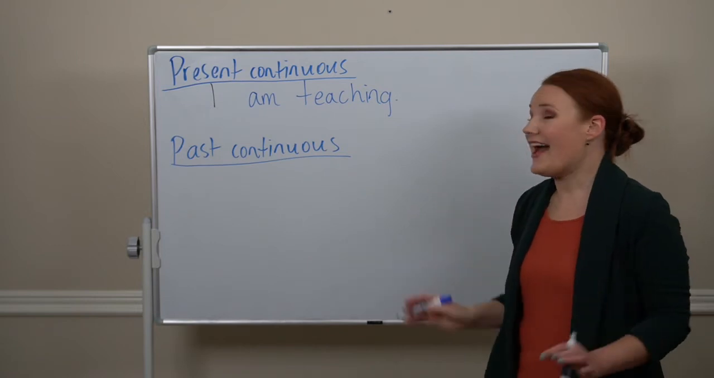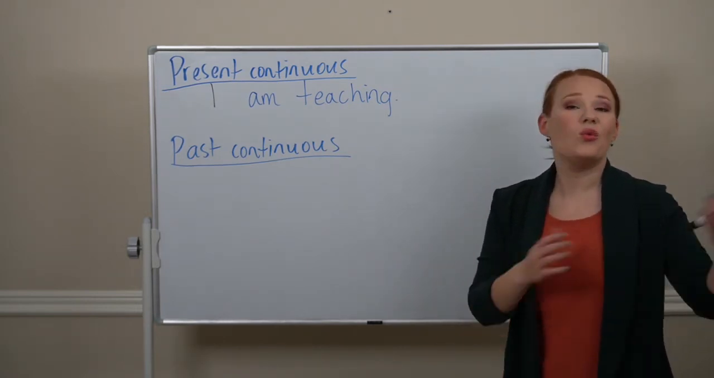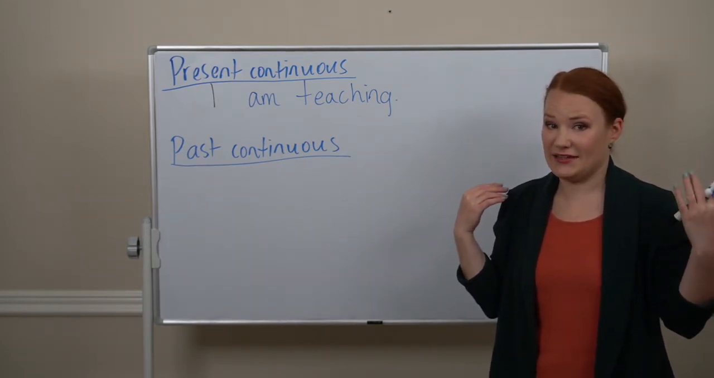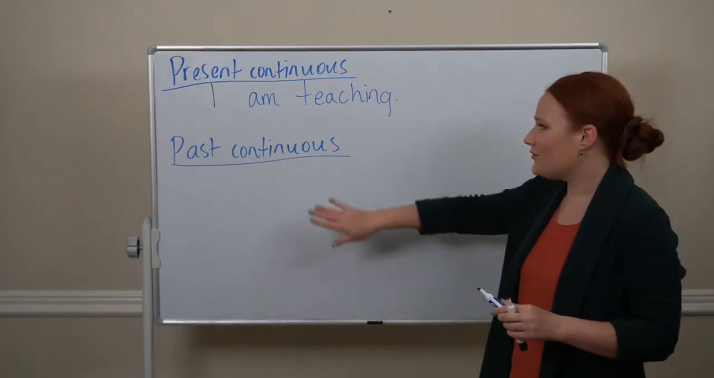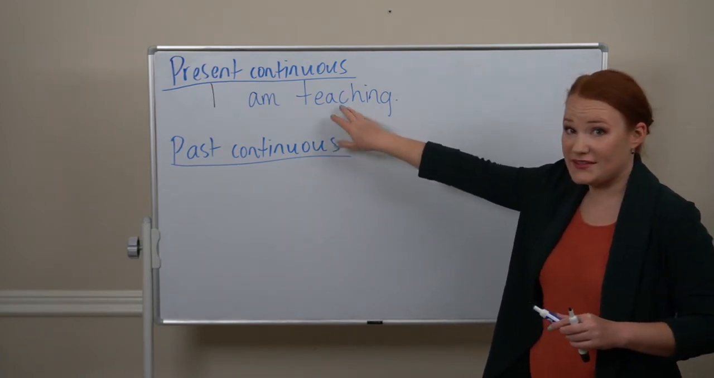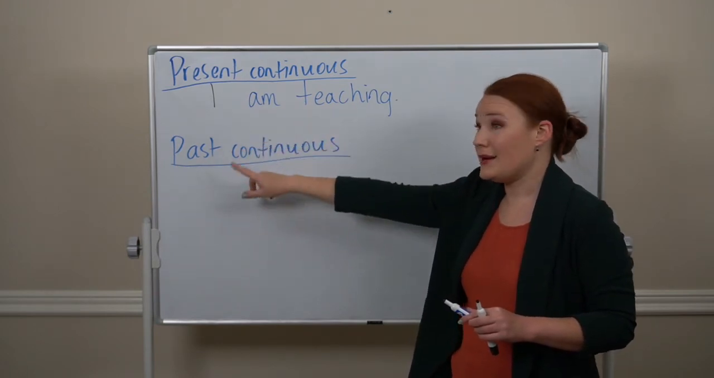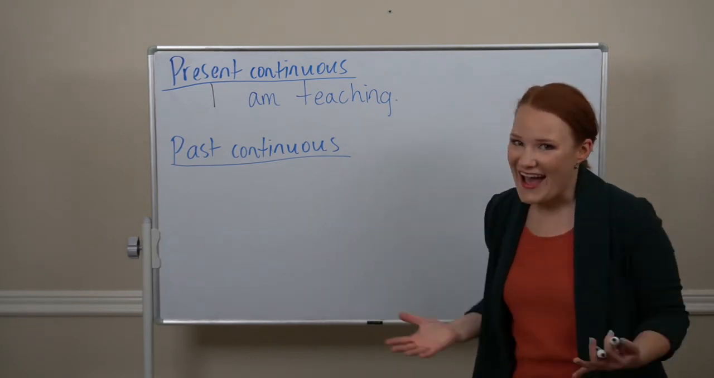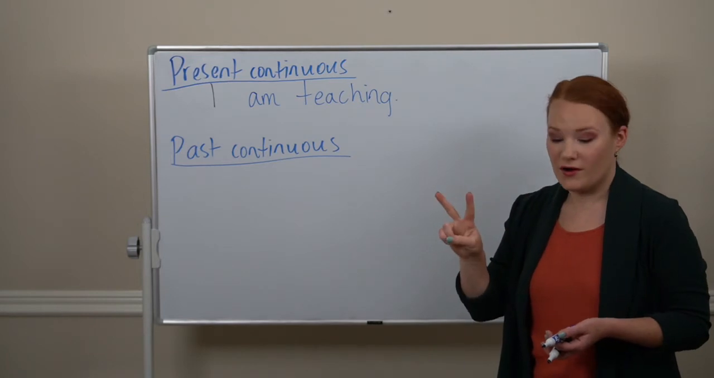Alright, so we use the past continuous tense to talk about an action that was happening at some point in the past behind us. So, what do you think the form is for past continuous? If present continuous uses the simple present form of to be, then past continuous uses the simple past form of to be, was or were.